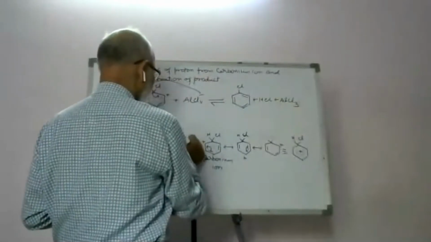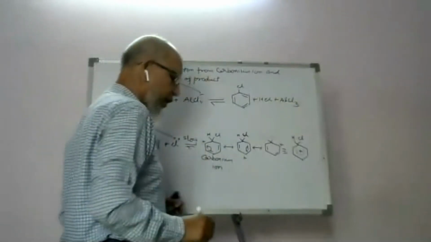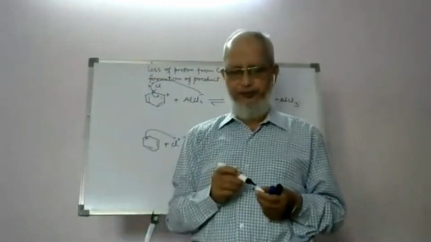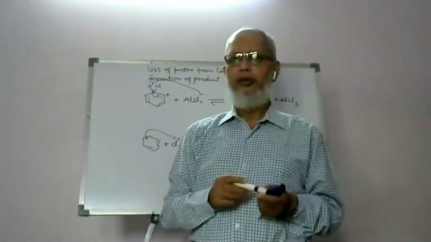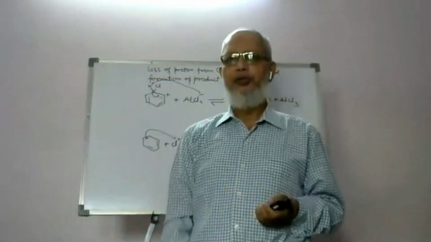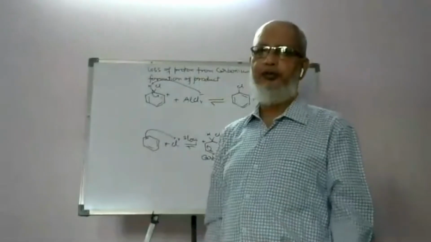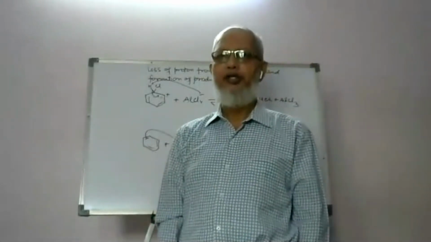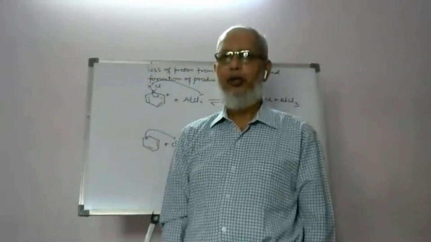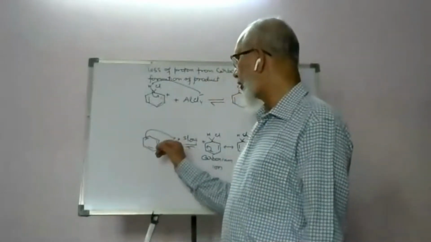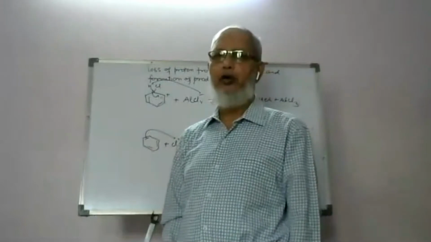Now this second step of the reaction is the slow step in which the formation of the carbonium ion is taking place, and you know that the slow step is called the rate determining step. So the rate determining step in the electrophilic substitution reactions of benzene or its derivative is the formation of the carbonium ion by the attack of electrophile on the benzene or aromatic nucleus.